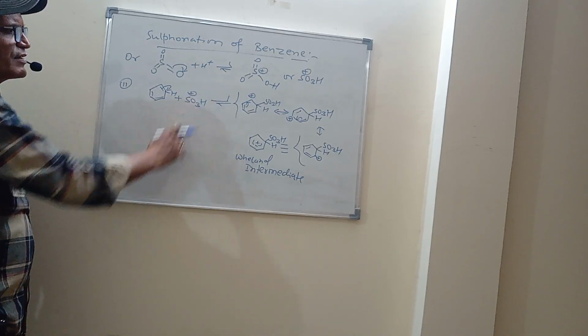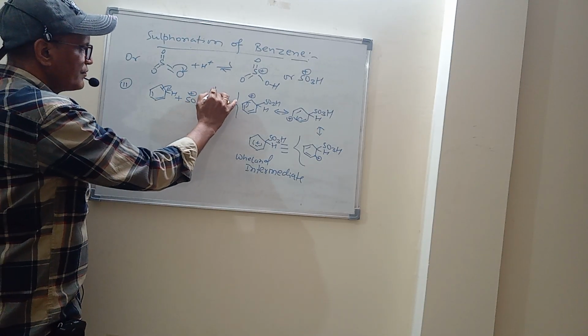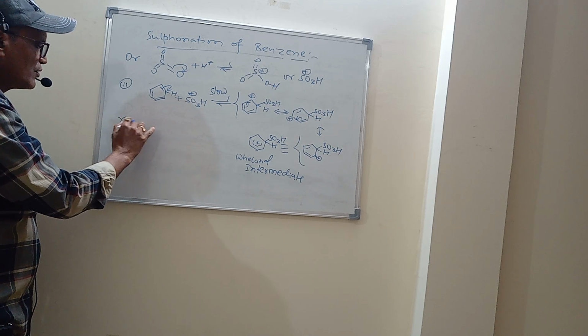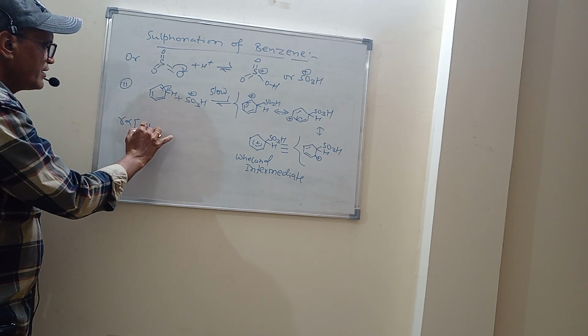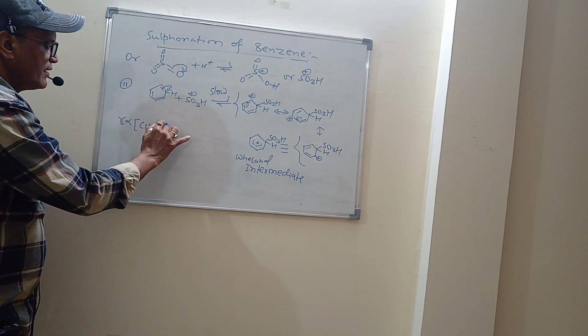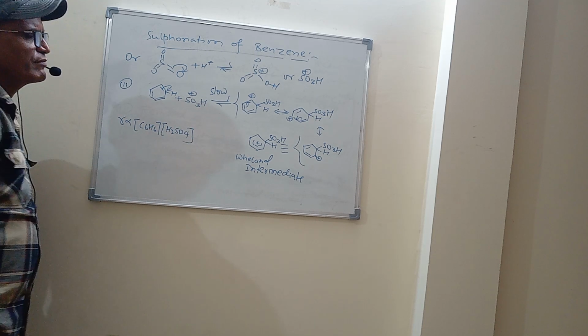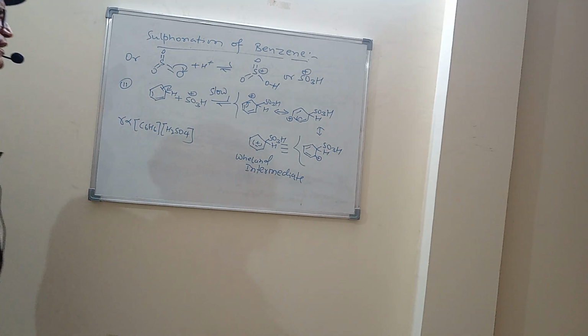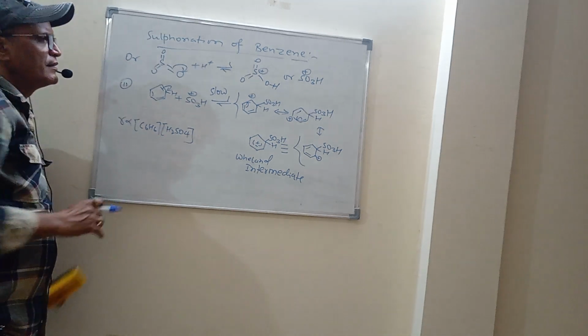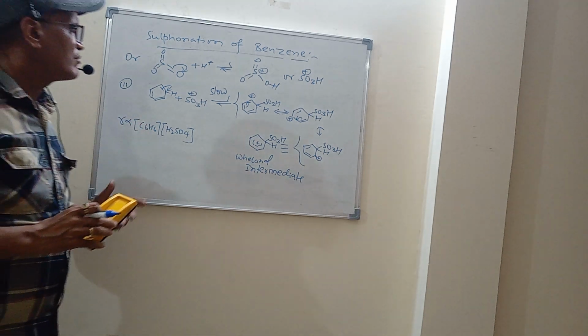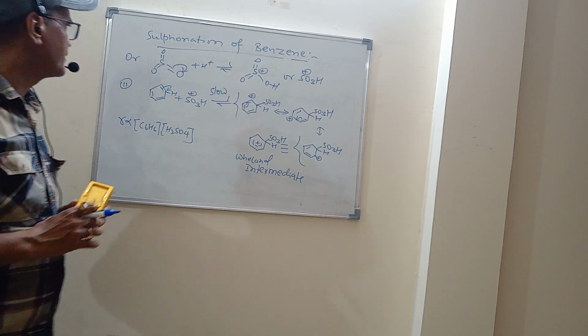Again, this is the slow step in this case. So here the rate will be proportional to benzene and the concentrated H2SO4 we have taken. So it will be like this. That is second order kinetics in this case. It will be observed as second order kinetics.